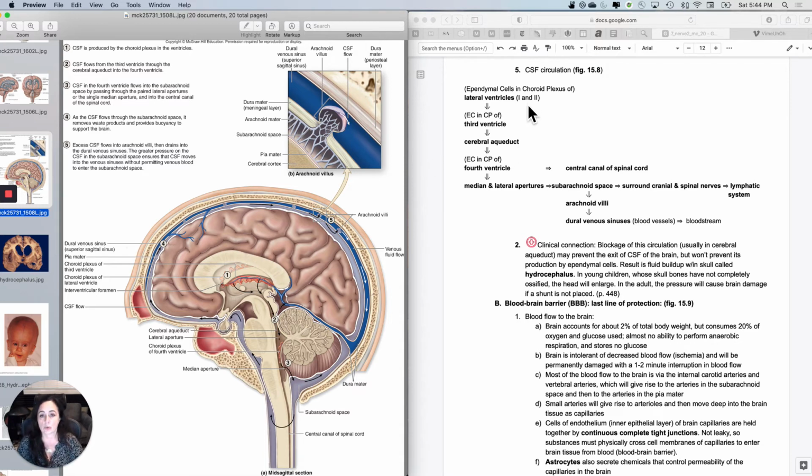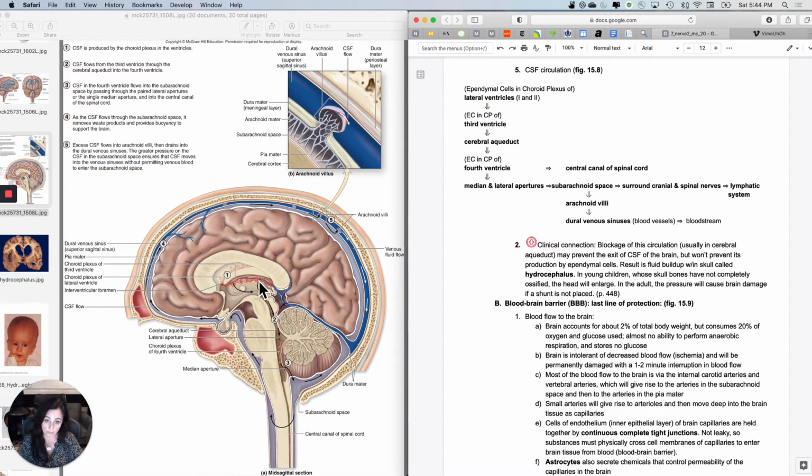Okay, so the place that it's made is by the ependymal cells in the choroid plexus, okay? Ependymal cells and choroid plexus. Those are the little pink booger looking things on the wall, and it's a combination of ependymal cells and capillaries. So you're going to make it first in the lateral ventricles, 1 and 2. Which you can't see on this picture because it's a mid-sagittal section. And then from the lateral ventricles, you're going to go to the third ventricle and make more with the ependymal cells and the choroid plexus in the third ventricle. Then I'm going to go down this aqueduct.